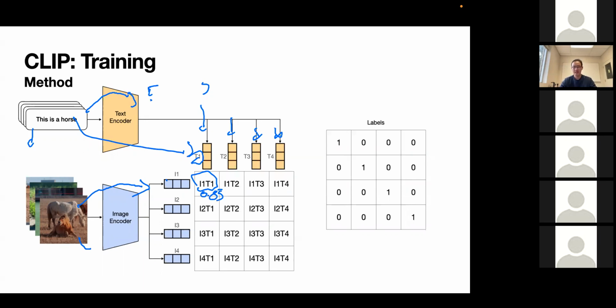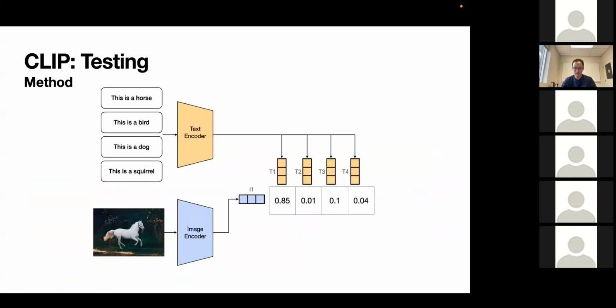The second one is this is a bird, and the image is the same horse image, so the probability needs to be very small, maybe 0.01, and the others also need to be very small. The labels I list here are some one-hot vectors. For the horse image, this is a horse is labeled as 1, and the other texts are labeled as zeros. So this is almost the full training method, and it's quite simple and direct, so I don't need to explain this more.